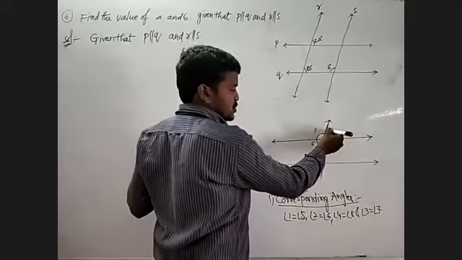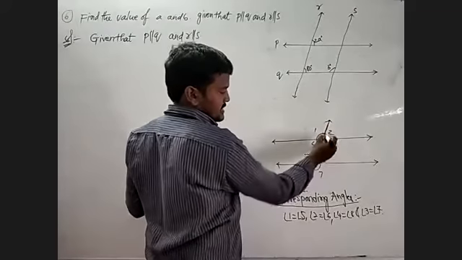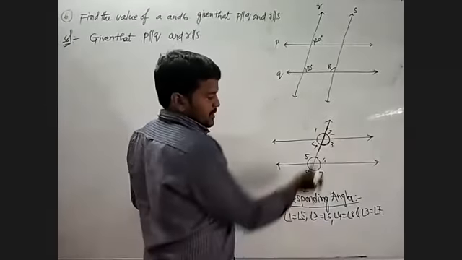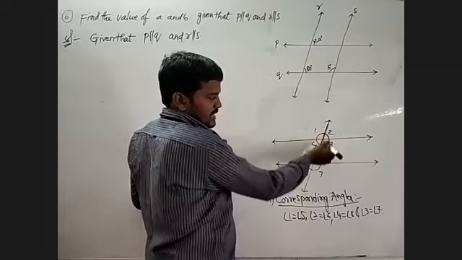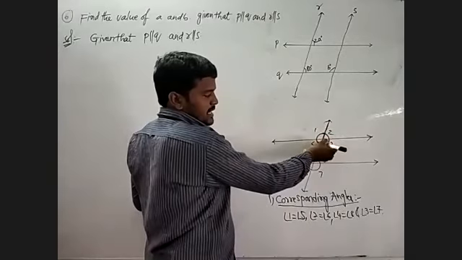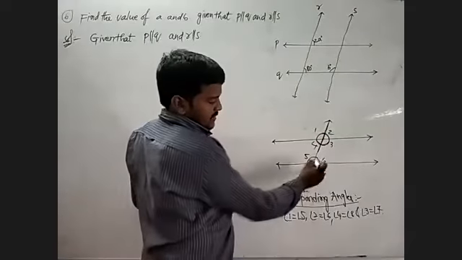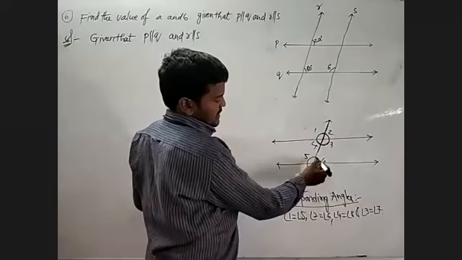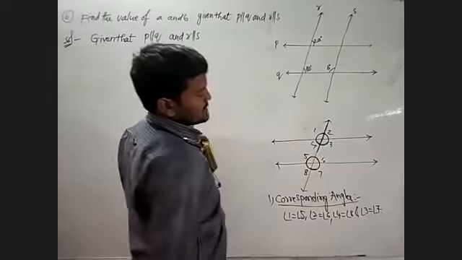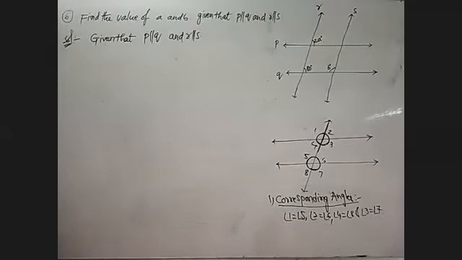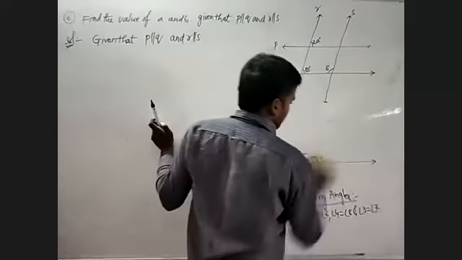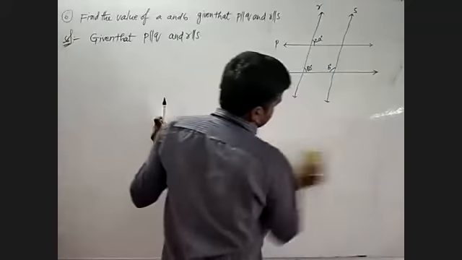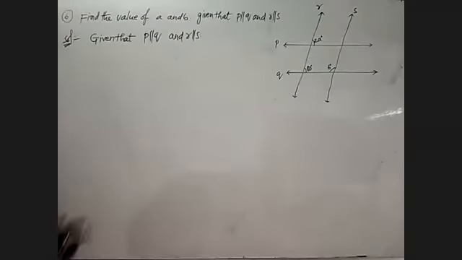Linear pair means two angles placed in a straight line. That is, angle 2 plus angle 3 is equal to 180 degrees. After that, this also lies in a line. That is, angle 1 plus angle 4 also 180 degrees. After that, angle 6 plus angle 7 also 180 degrees. After that, angle 5 plus angle 8 also 180 degrees. These are the linear pair values. Observe.